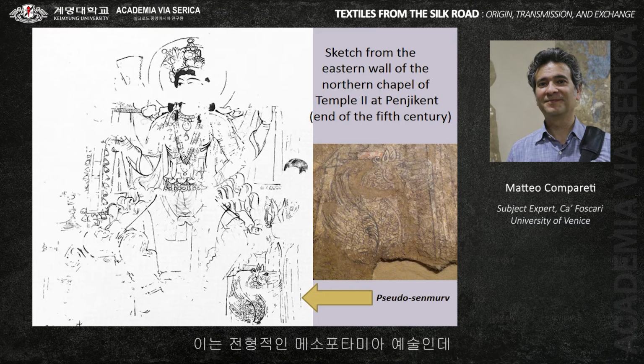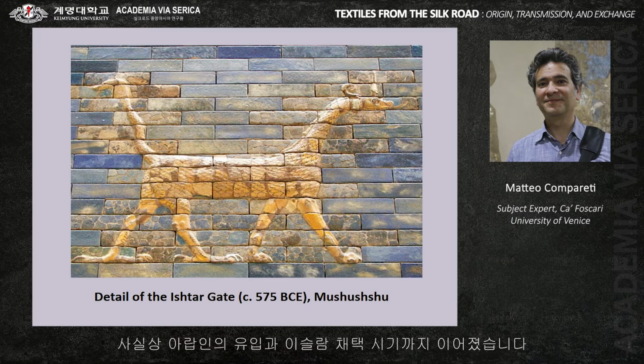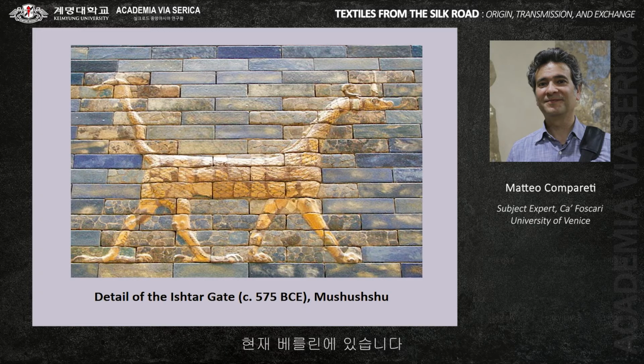And this curly horn is of Mesopotamian art, which was extremely influential in Persia and in Central Asia for a very long time, practically until the coming of the Arabs and the adoption of Islam. For example, in this very famous creature, this dragon from the Ishtar Gate, which is now in Berlin, we have already this creature with this curly horn.